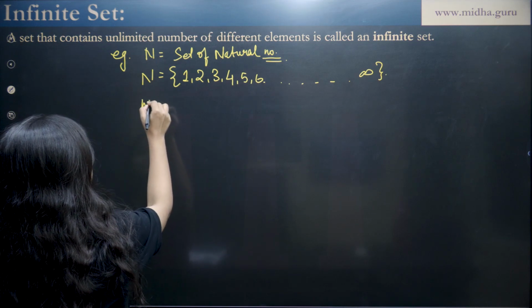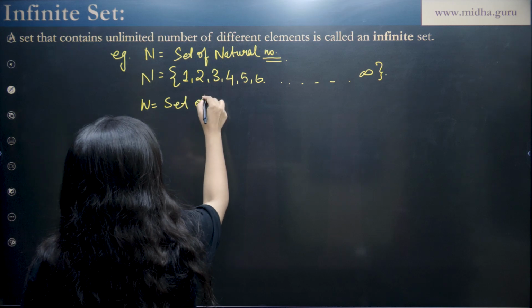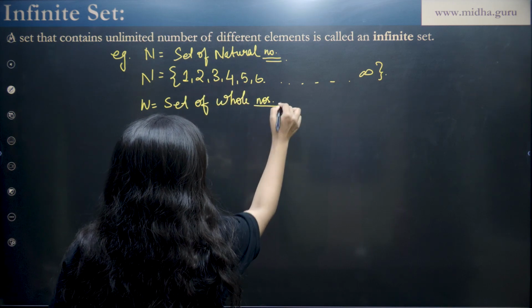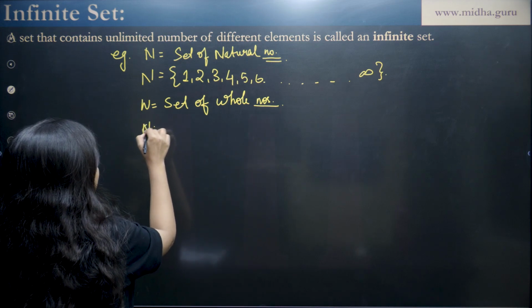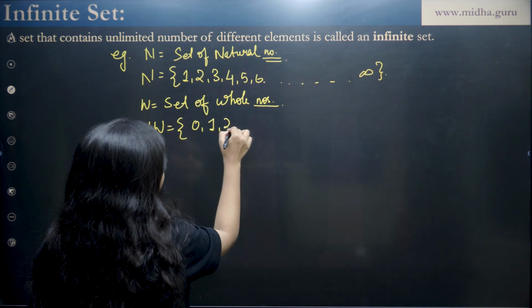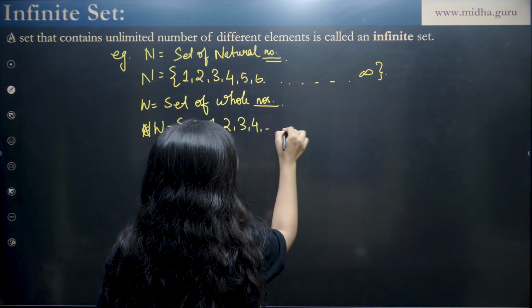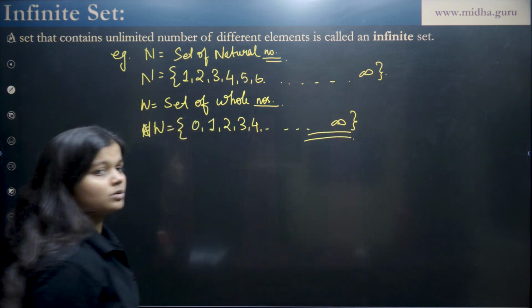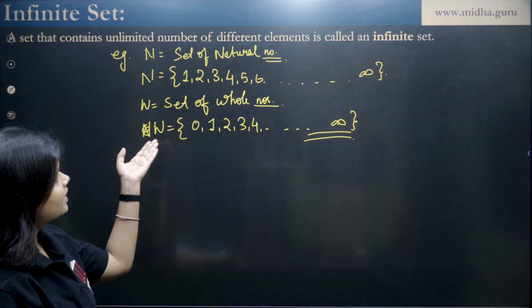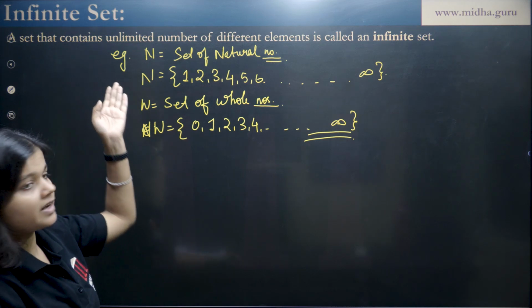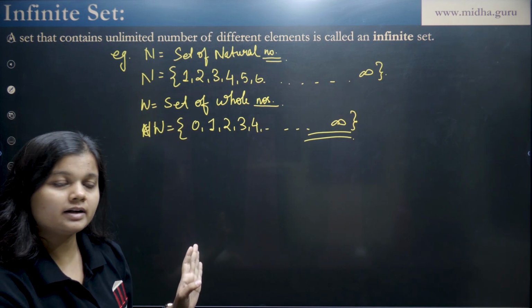Another example is the set of whole numbers. If we write the set of whole numbers here, it is 0, 1, 2, 3, 4, and it goes up to infinity. So it also cannot be calculated. So it is also an example of infinite set, right?